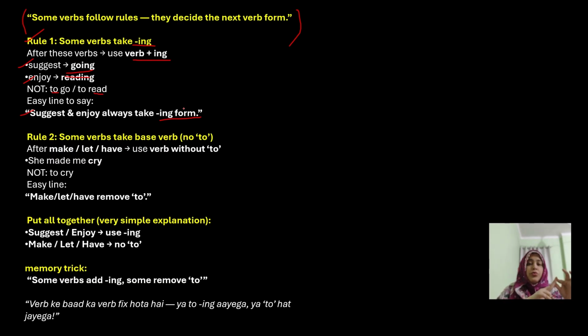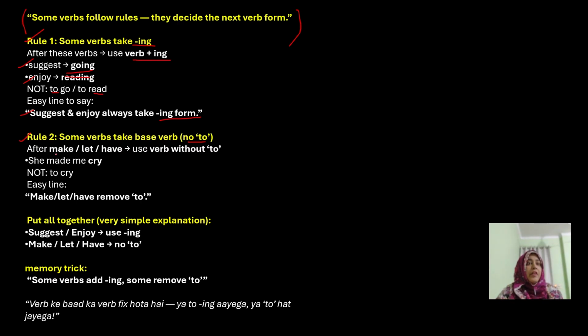If we see the word suggest and the word enjoy in a sentence, you will always use the ing form. You will not use to in front of it. Remember this. You will put ing at the end. This is the rule. This is the first rule. Now, the second rule is some verbs take base verb, no to. So there are some verbs that will not take to in front of them. They are used as they are.